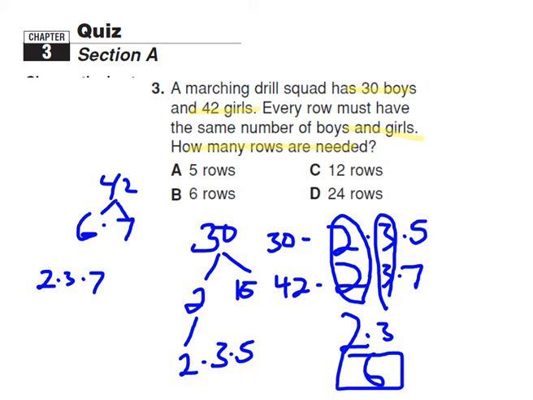They'll have 5 boys in it and 7 girls each. So there'll be the same number in each row. So 6 rows with 5 boys, 7 girls. And that accounts for it. 6 times 5 is 30, 6 times 7 is 42. So we're looking at 6 rows.